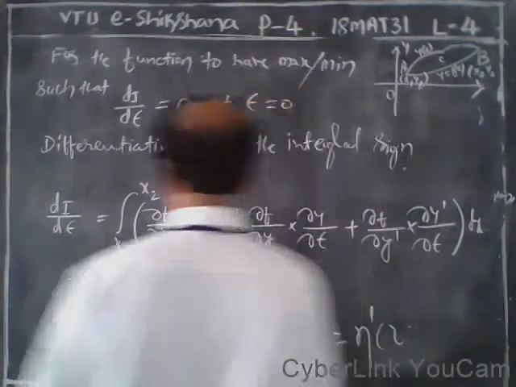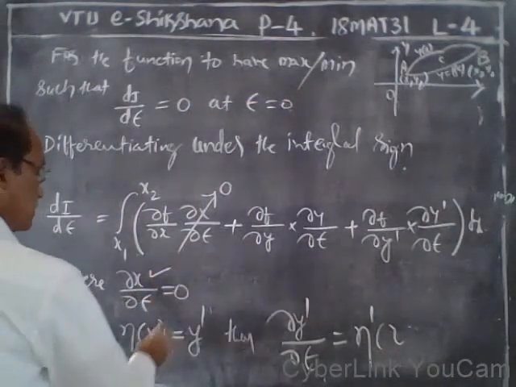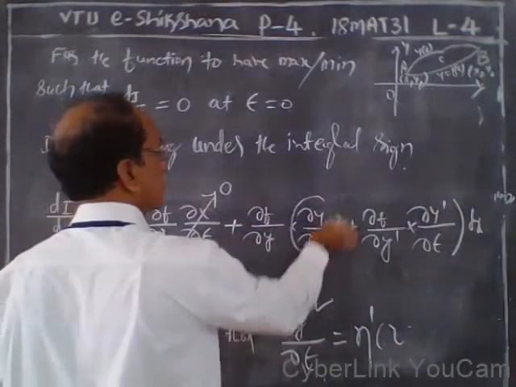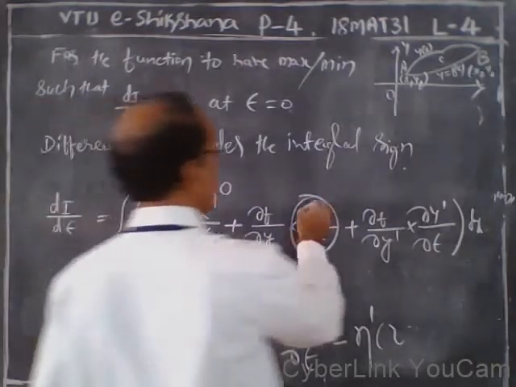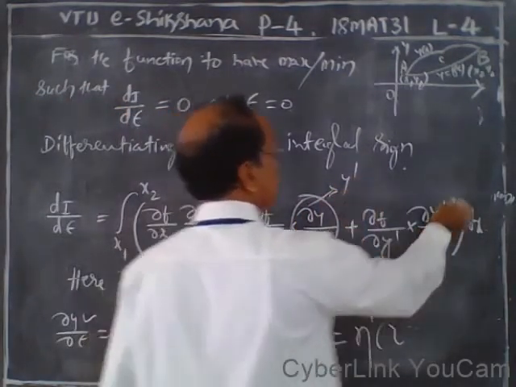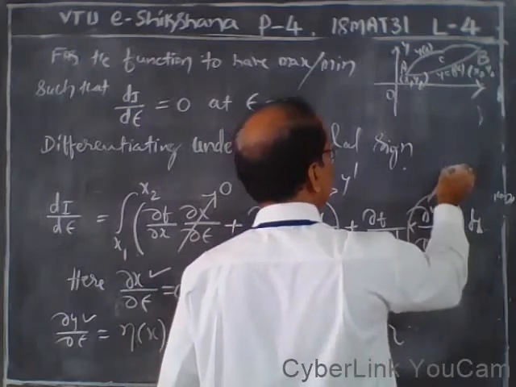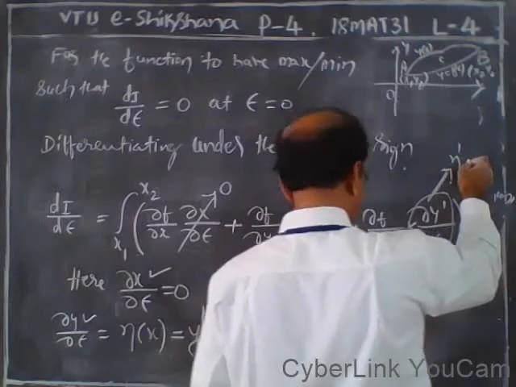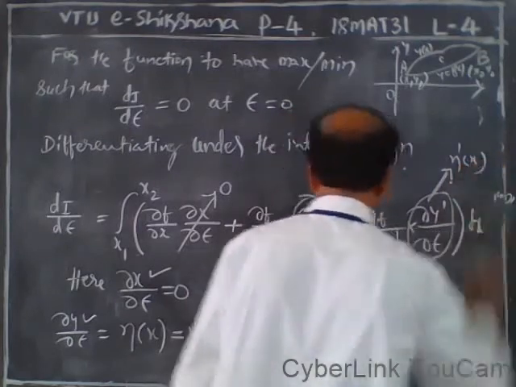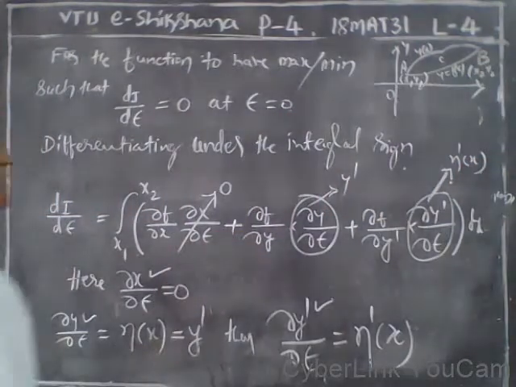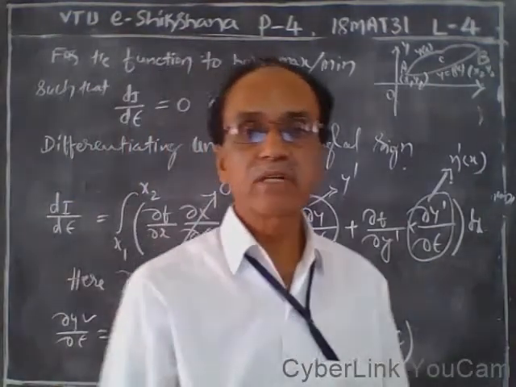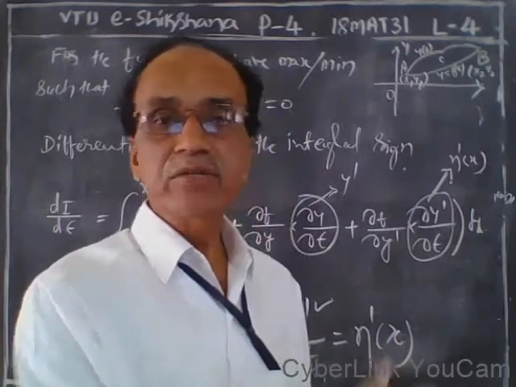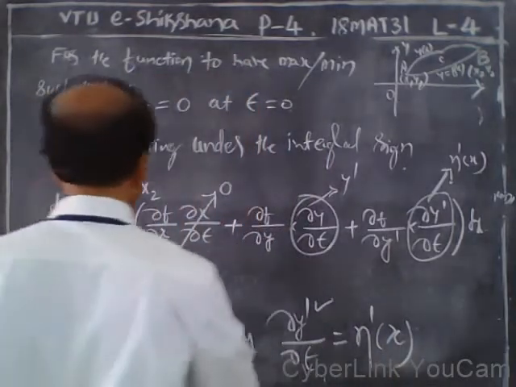So these three values we have identified, 1 and then 2 and then 3. That means this value we have taken as y dash, and this value we have taken as eta of x, that is eta dash of x. Differentiation under the integral sign, because that function contains three quantities. So 3 means it is a partial derivative, and then for individual terms we have to take the differentiation.